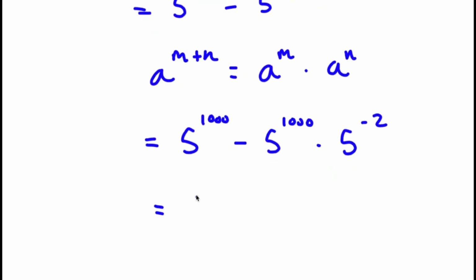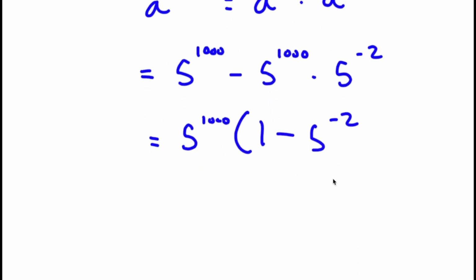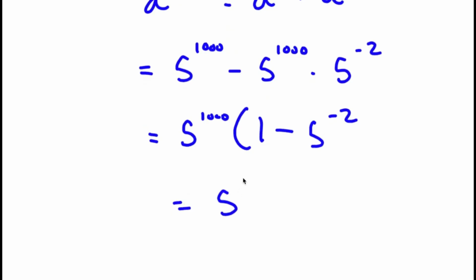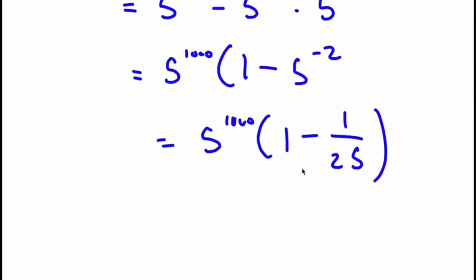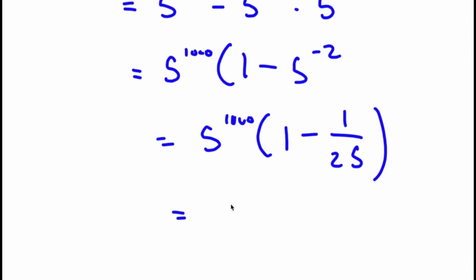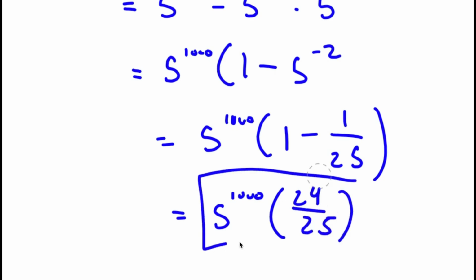Now from here, I can go ahead and factor out 5 to the power of 1000. So I have 5 to the power of 1000 times 1 minus 5 to the power of negative 2. Now this is the same thing as 5 to the power of 1000 times 1 minus 1 over 25. And 1 minus 1 over 25 is going to equal 24 over 25. So I have 5 to the power of 1000 times 24 over 25. So this is my answer.